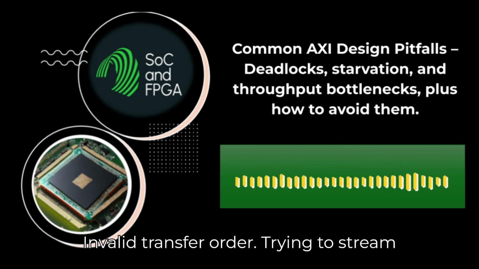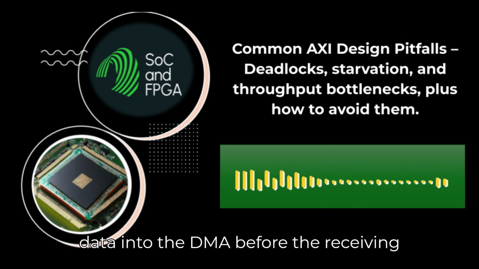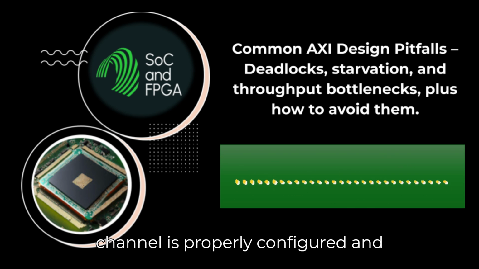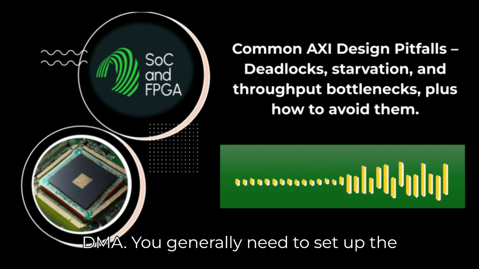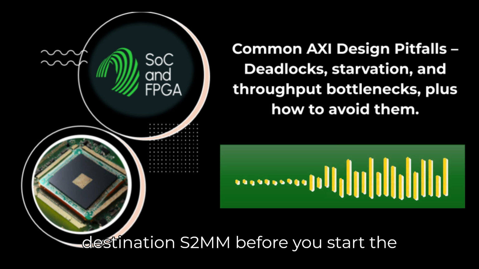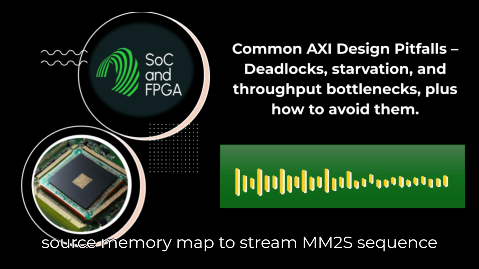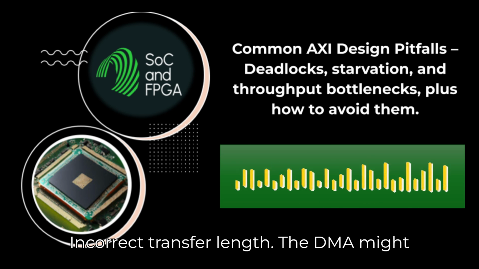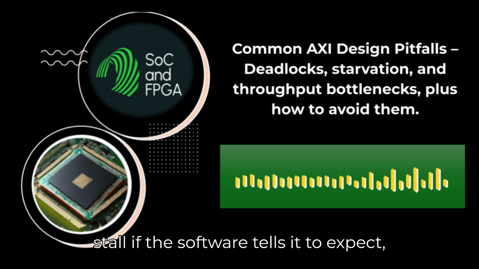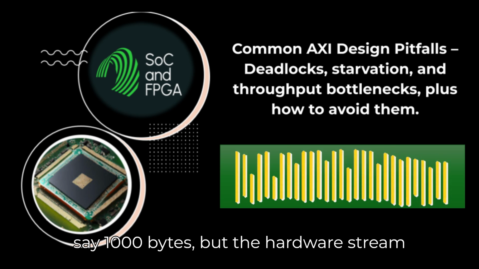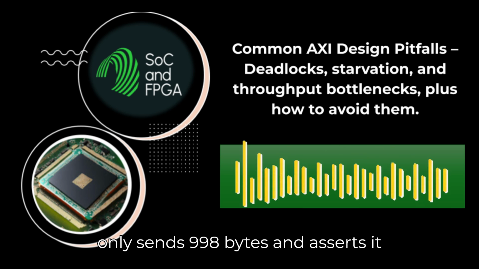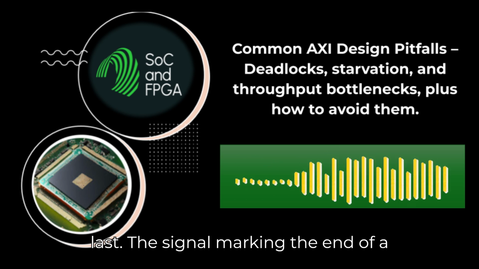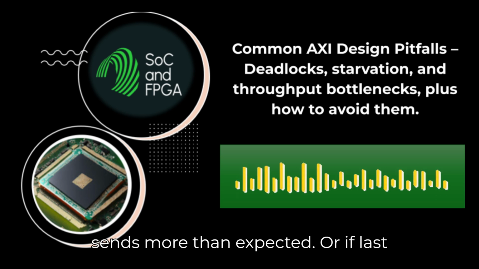Okay, a common one. Invalid transfer order. Trying to stream data into the DMA before the receiving channel, the stream-to-memory mapped S2MM channel, is properly configured and enabled. That often just locks up the DMA. You generally need to set up the destination, S2MM, before you start the source, memory map to stream MM2S. Sequence matters. Got it. Another big one, incorrect transfer length. The DMA might stall if the software tells it to expect, say, 1,000 bytes, but the hardware stream only sends 998 bytes and asserts TLAST, the signal marking the end of a stream packet. Or the other way around. Sends more than expected.